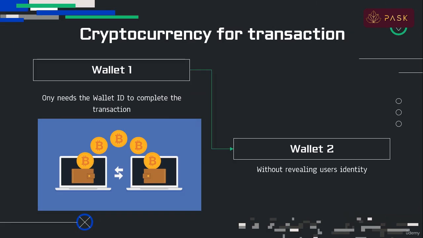Another way that anonymity is maintained on the dark web is through the use of cryptocurrencies for transactions. Cryptocurrencies like Bitcoin and Ethereum are decentralized, and transactions can be made without revealing the user's identity.